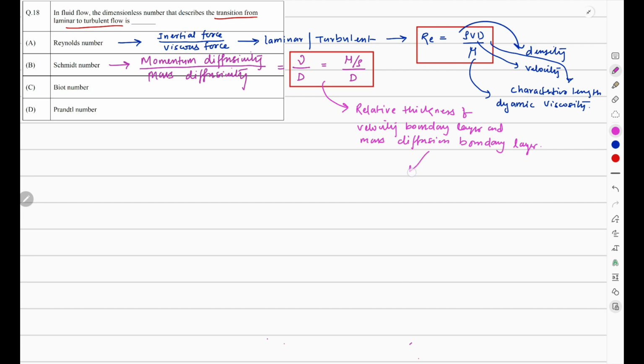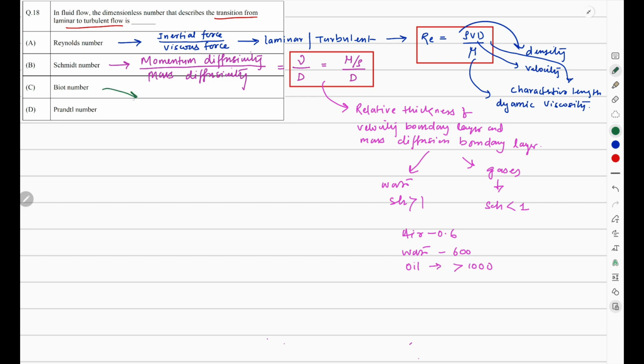Schmidt number is high for liquids like water, where Schmidt number is greater than 1, and Schmidt number is low for gases, where Schmidt number is less than 1. For example, for air Schmidt number is 0.6, for water it is 600, and for oil it is 1000 plus, more than 1000.